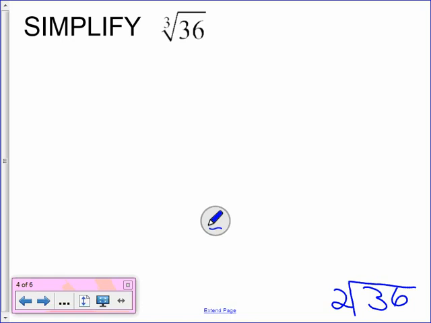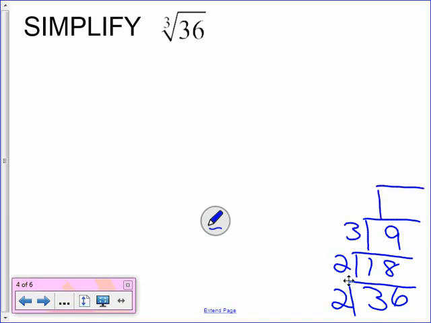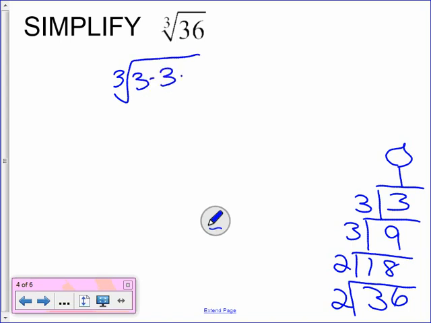36 divided by 2 is 18. What goes into 18? 2. What goes into 2 goes into 18 9 times. So now I have 3. And I have 3 again. And I got my candle on top. Okay? So my prime factors are 3 times 3 times 2 times 2.